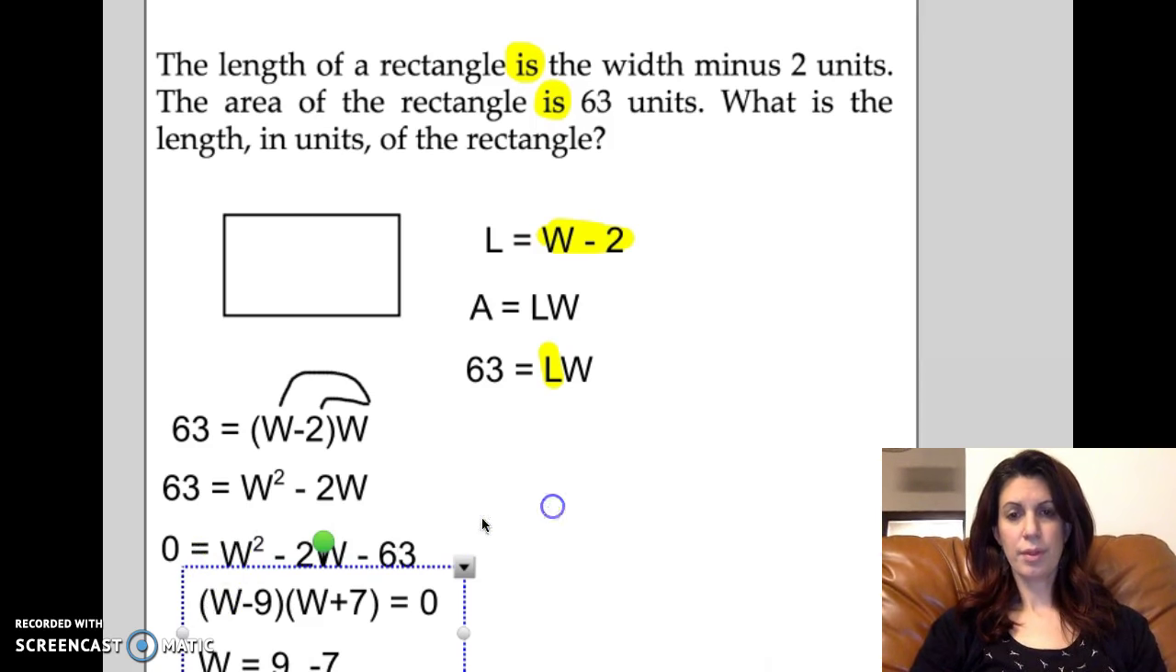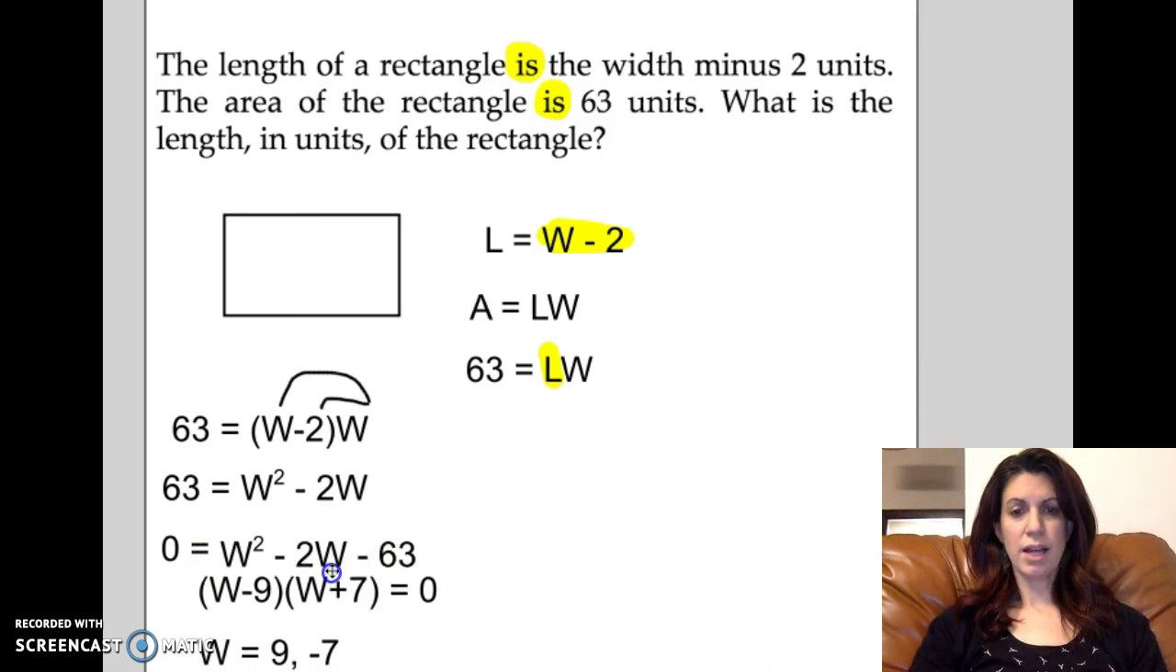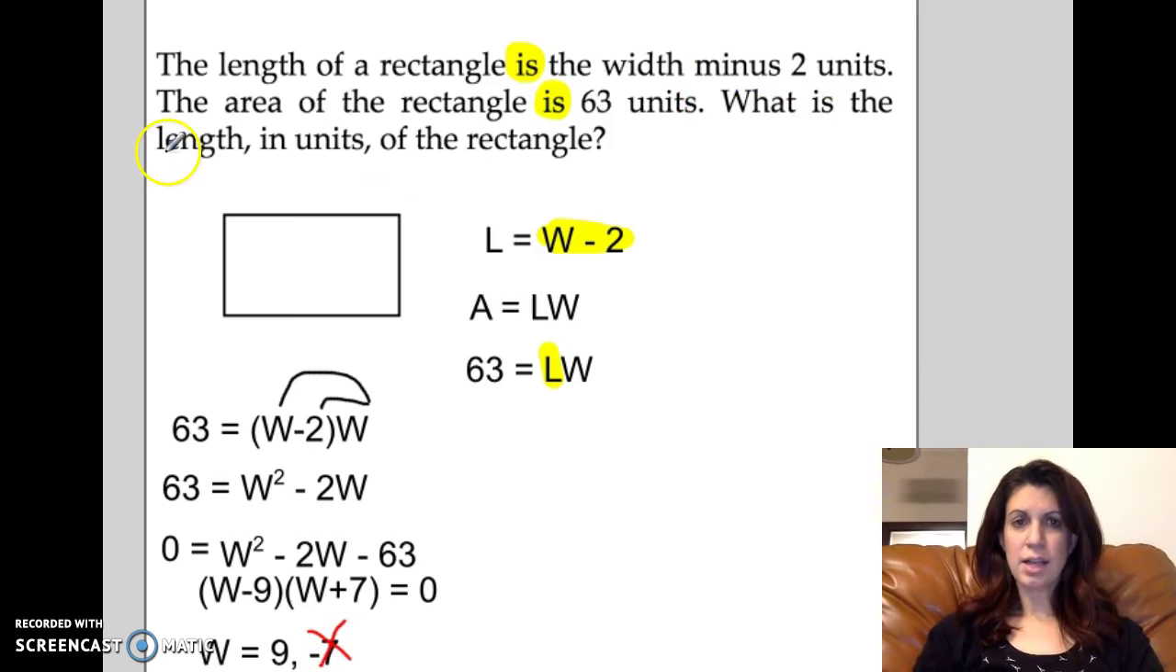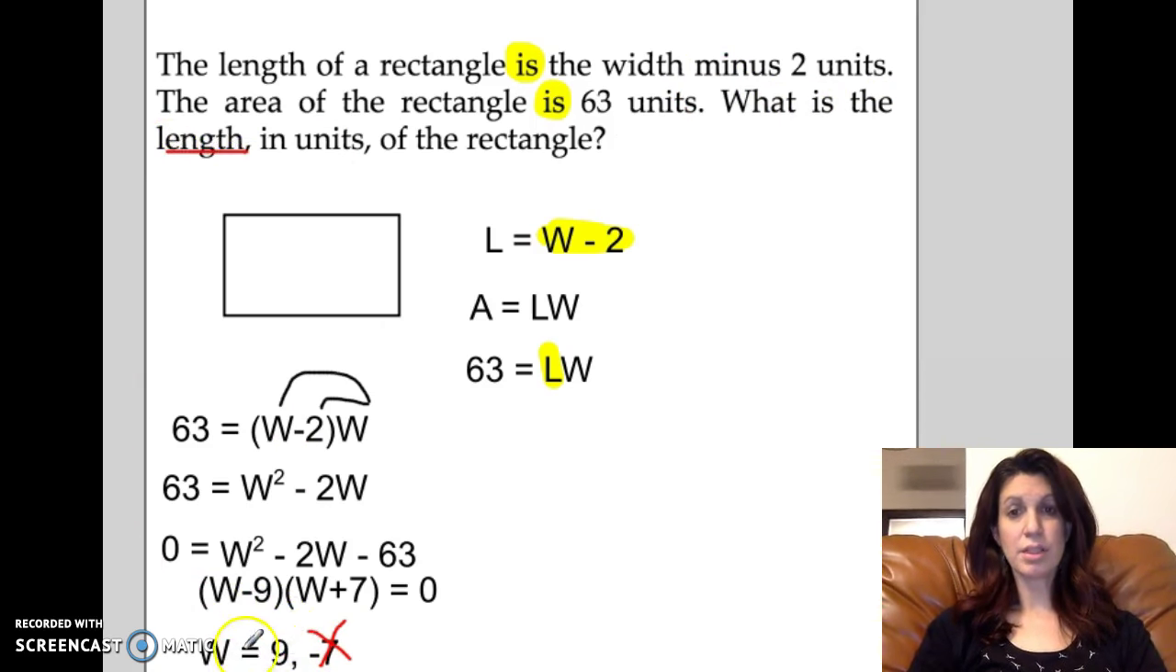Okay. Because we have 9 and negative 7, negative 7 has to get rejected because we cannot have a negative length. So the question again at the top says, what is the length of the rectangle? Well, I know the width is 9. So if the width is 9, we could put in 9 right here times the length equals 63.